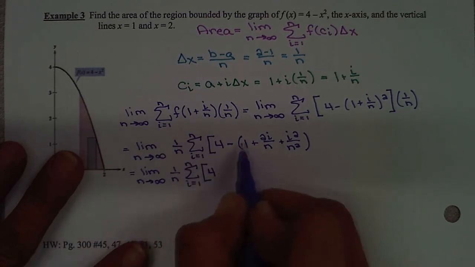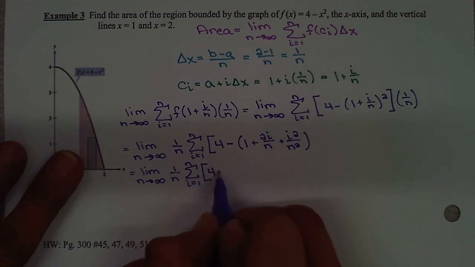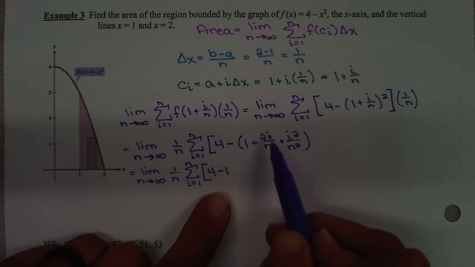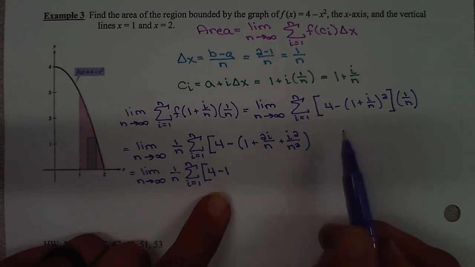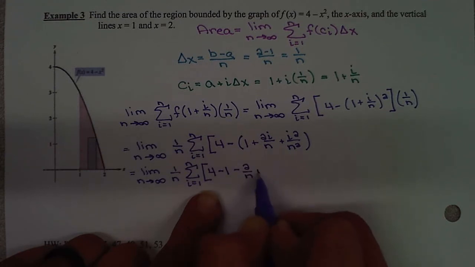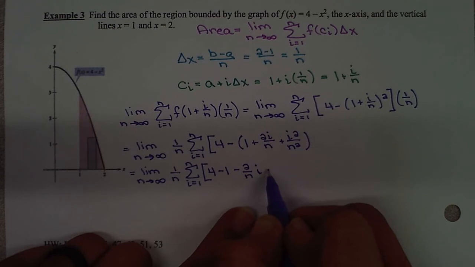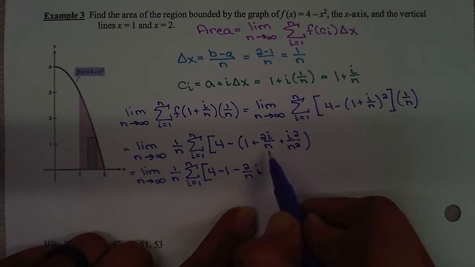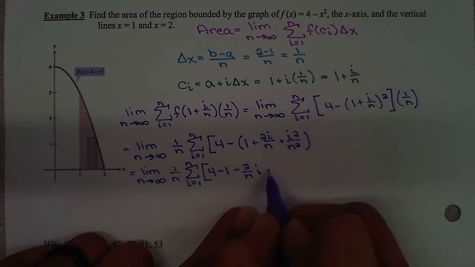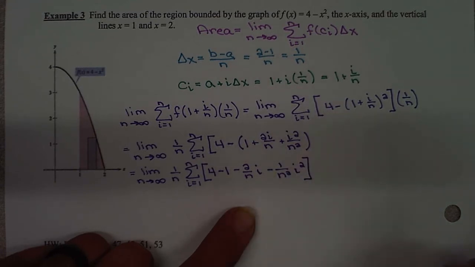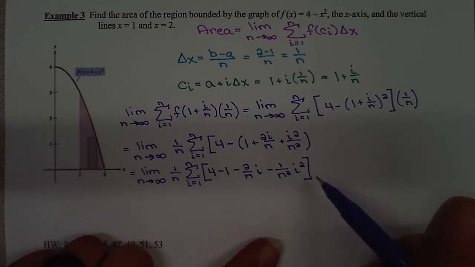This is going to be a 4. That's going to distribute to make a minus 1. Here what I'm going to do is distribute to make that a minus, but here I'm going to pull this 2 over n away from this i so that I have a single i that I'm going to be plugging in from my summation formulas from the other day. So minus 2 over n times i, and then same thing here. I'm going to take this 1 over n squared and pull it in front of the i squared. Distribute the negative, makes a minus 1 over n squared times i squared. And now we're at a point where we can go in and do all of our substitutions.